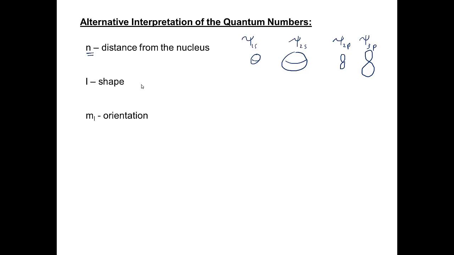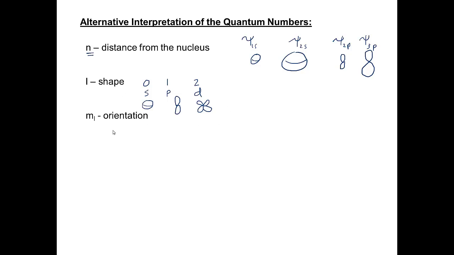Now remember, l tells us something about shape. The s orbitals, when l is equal to 0, are all shaped like this ball shape. When l is equal to 1, we're talking about p functions, and they're all shaped like these dumbbells. And then we have l equal to 2, those are the d functions, and they look like the four flower petals, the clover leaf kind of shape, mostly, except for d z squared.